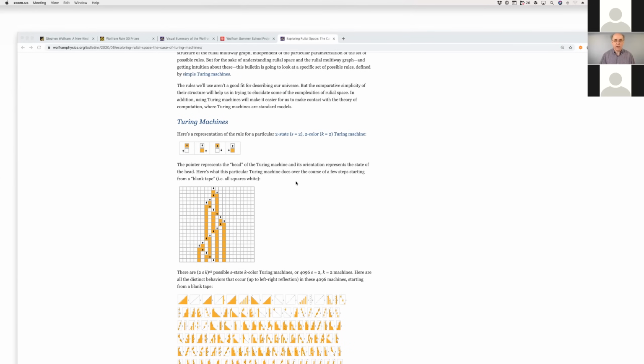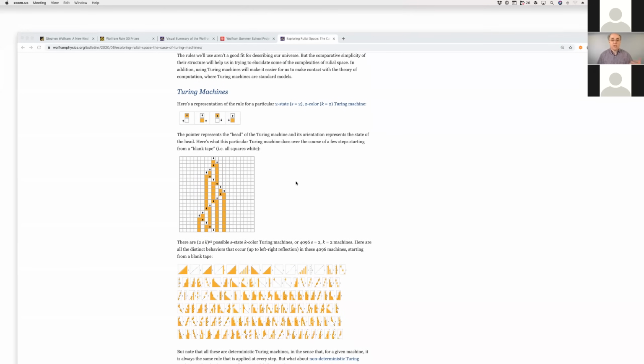We make what we can call a rulial multi-way system, a multi-way system where all possible rules are being used. Okay, so let's look at what that leads to. Well, we can look at rulial multi-way systems, even in the case of something like Turing machines. Here's a typical deterministic Turing machine. There are its rules, there's what it does.